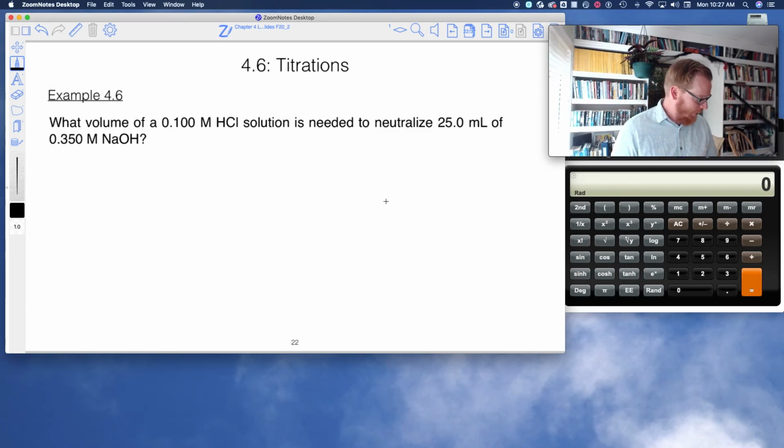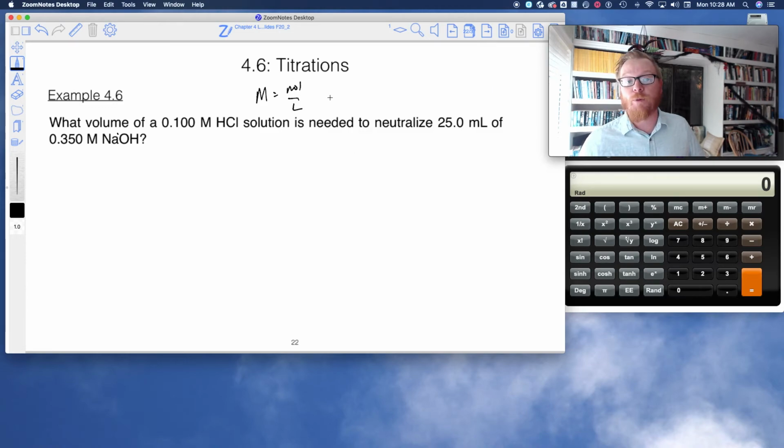So what volume of 0.1 molar HCl solution is needed to neutralize 25 milliliters of 0.350 molar NaOH? I'll remind you that big capital M means mole per liter, molarity. Okay? So first we have to get a balanced reaction.